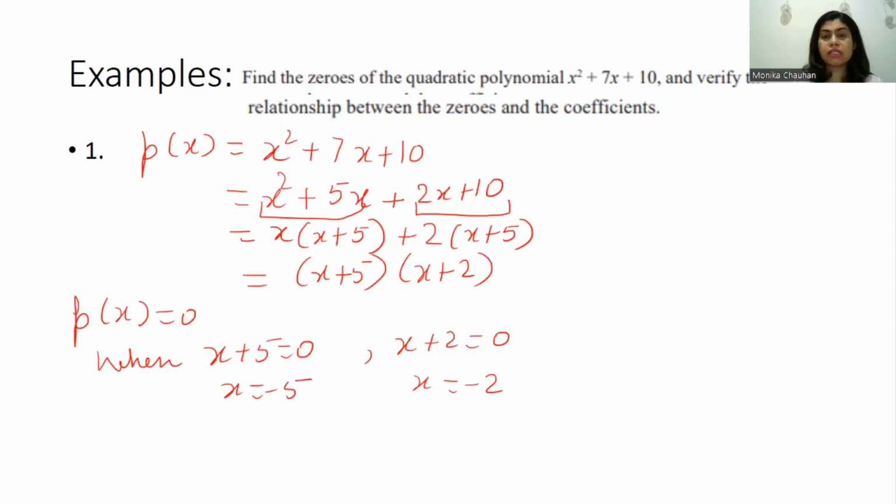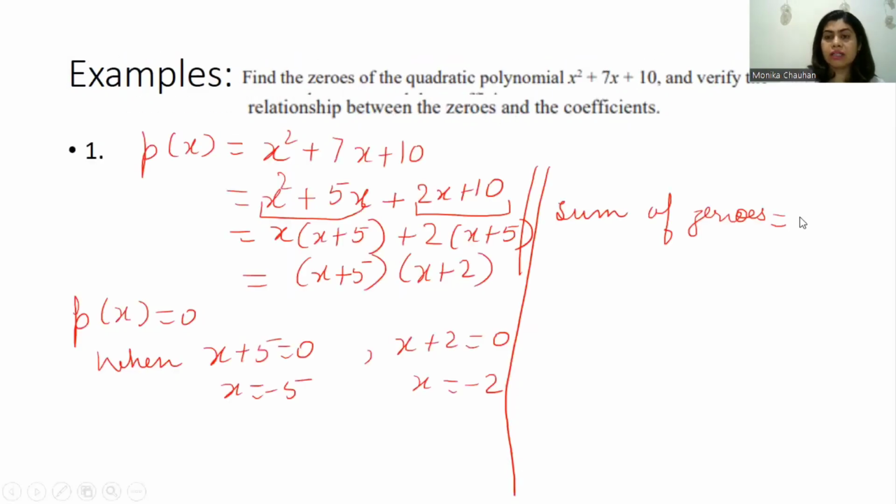Okay, so the sum of the zeros. So now here only we will try to calculate. We need to verify the relationship. Yeah, so sum of zeros. Tell me what is the sum of zeros here? It is minus 5 plus minus 2, which you got as minus 7.